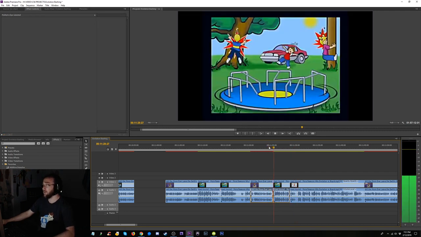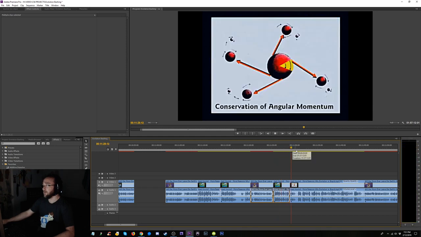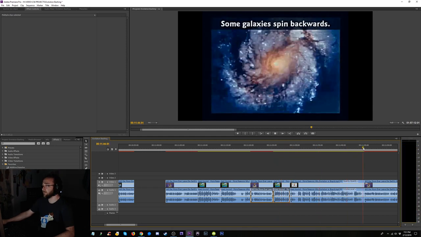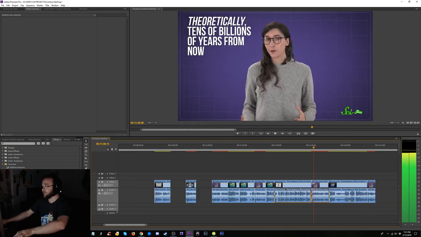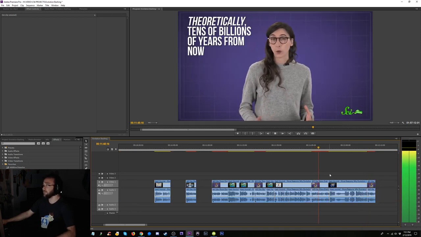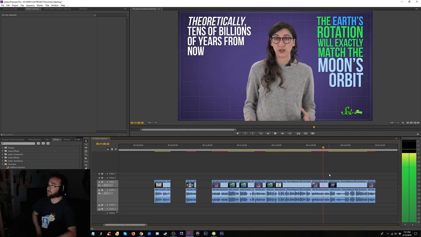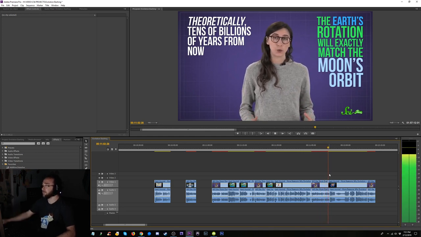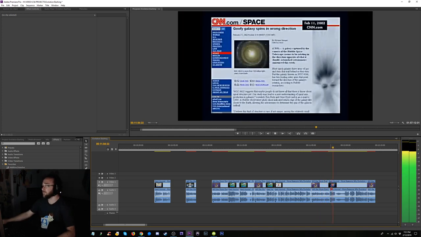Tens of billions of years from now, this tug of war between the Earth and Moon would cause the Earth's rotation to slow to exactly match the Moon's orbit. CNN: goofy galaxy spins wrong direction.